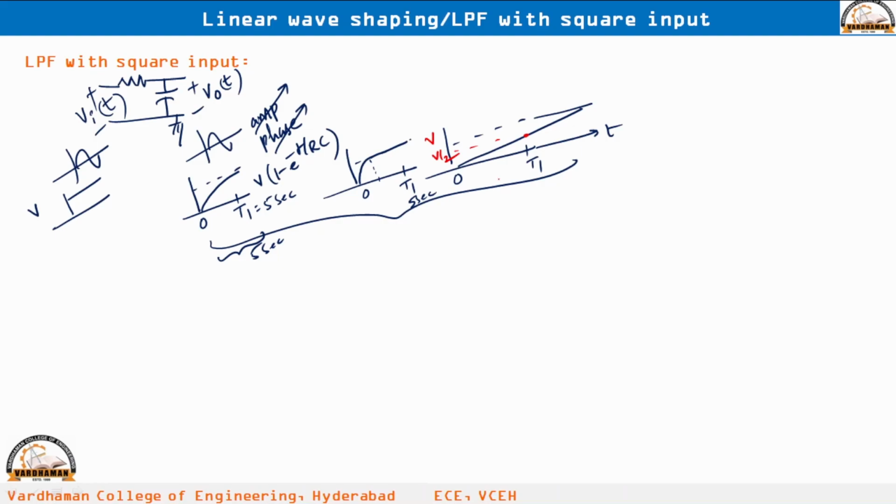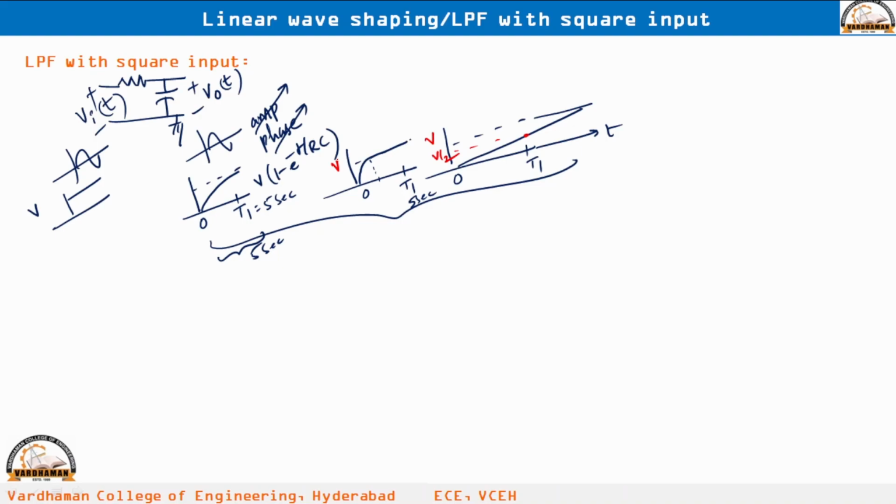In all the three cases T1 is equal to 5 seconds, but in the first case exactly at 5 seconds it reached V volts. In the second case, before t equal to T1, that means before 5 seconds, the output reached V volts. In the third case, even after completing T1, that means 5 seconds, the output did not reach V volts. So, to reach V volts in the third case it took longer than T1. In the second case it took less than T1, and in the first case it requires exactly T1.